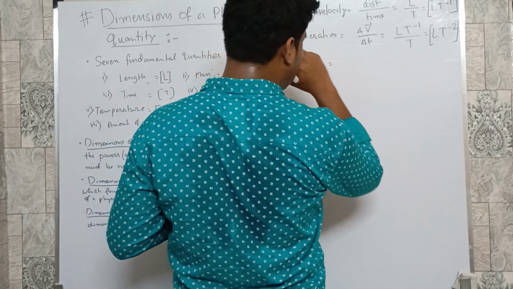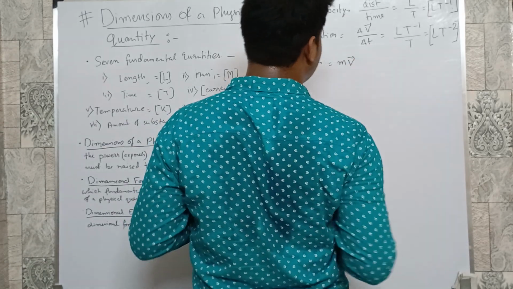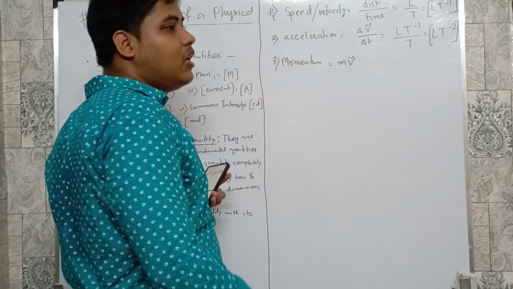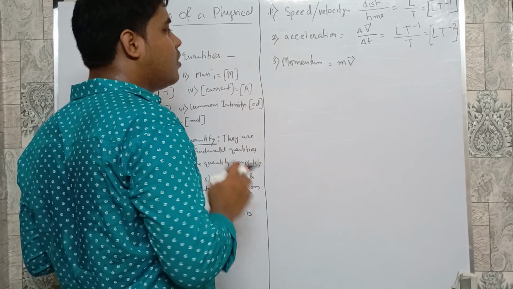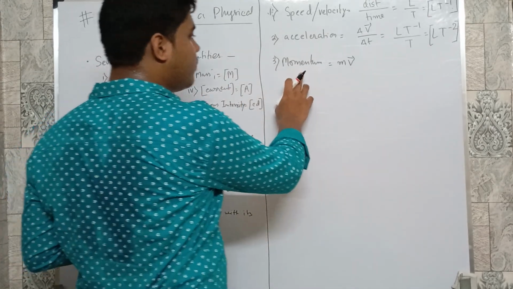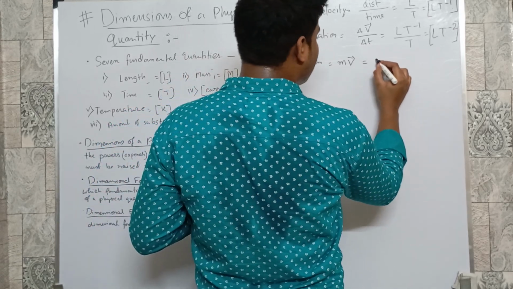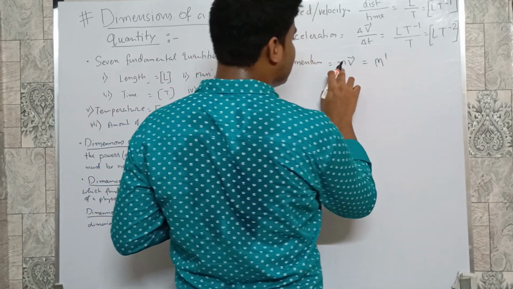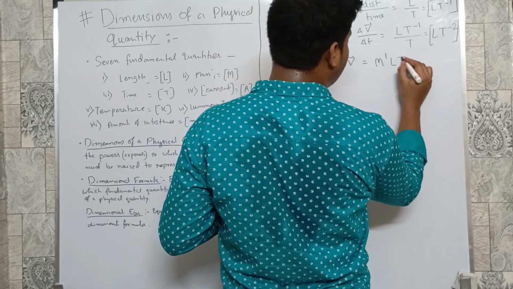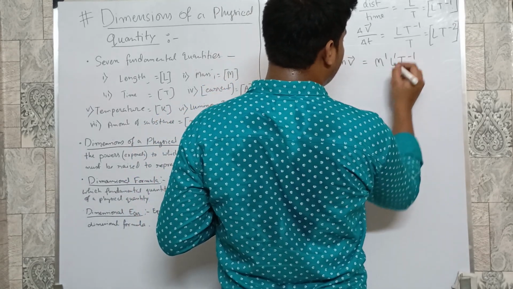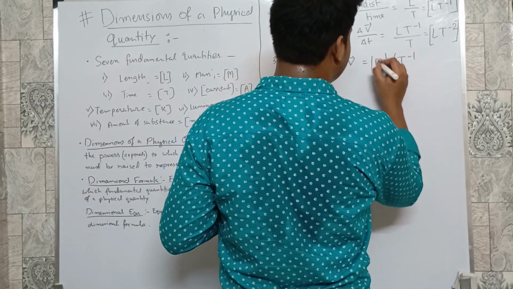Momentum is defined as mass into velocity. We know from Newton's first law that if you do not put any external force on an object, the quantity that remains conserved during the motion is momentum. So the dimension of momentum will be mass to the power 1, and for velocity we have already found L to the power 1 and T to the power minus 1. So this will be its dimensional formula.